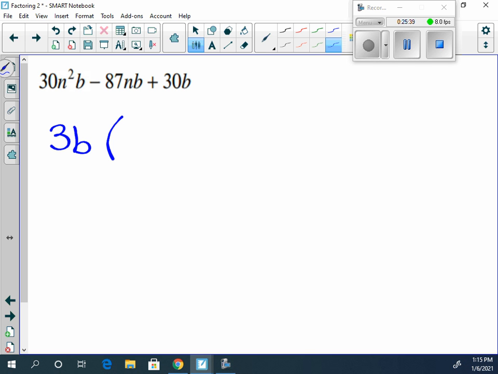So let's factor out 3b. Well, if I factor 3 out of 30, 30 divided by 3 is 10. We didn't do anything with n squared, but we factored out the b. So when we factored it out of 30n squared b, we're left with 10n squared. Minus, well, 87, if I factor 3 out of 87, or take 87 divided by 3, we get 29n, and we factor out the b.